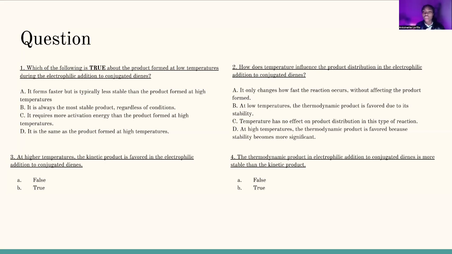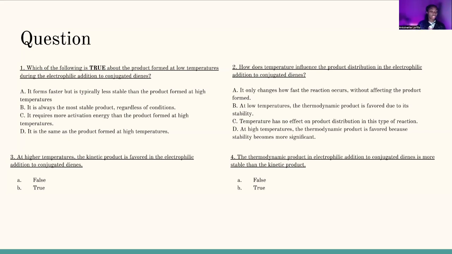So for number 2, how does temperature influence the product distribution in the electrophilic addition to conjugated dienes? A, it only changes how fast the reaction occurs without affecting the product formed. B, at low temperatures, the aromatic product is favored due to its stability. C, temperature has no effect on the product distribution in this type of reaction. And D, at high temperatures, the aromatic product is favored because stability becomes more significant. And for this one, I actually am going to choose D, mainly because we do understand that aromatic products are going to form at a higher temperature and they're going to have more stability as well.